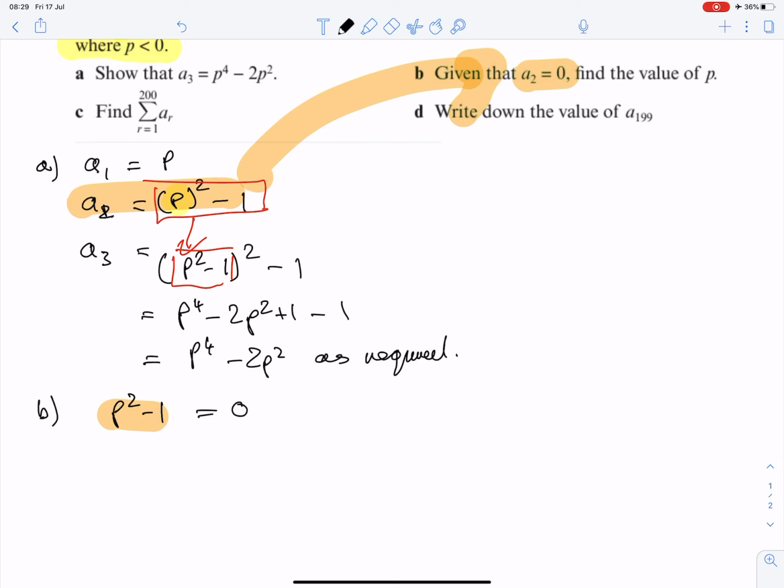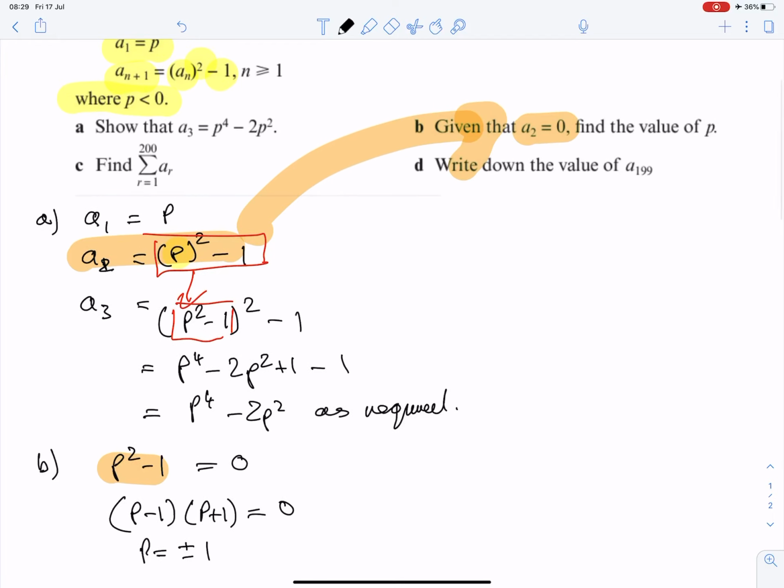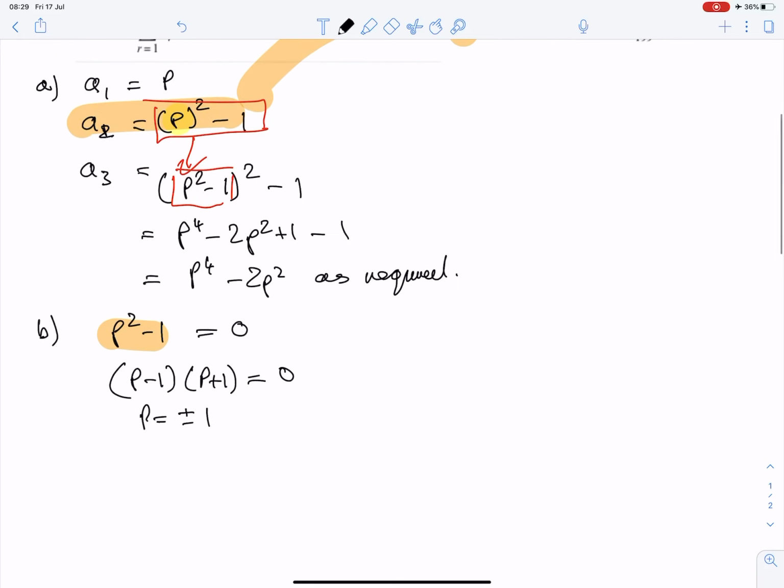So (P minus 1)(P plus 1) equals 0, so P equals plus or minus 1. But what were we told in the question? The usual thing, make sure you go back and read it, where P is less than 0. So since P is less than 0, P must equal minus 1.